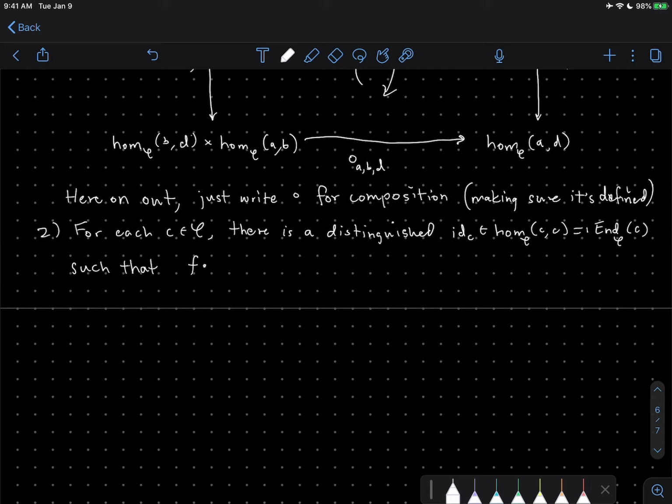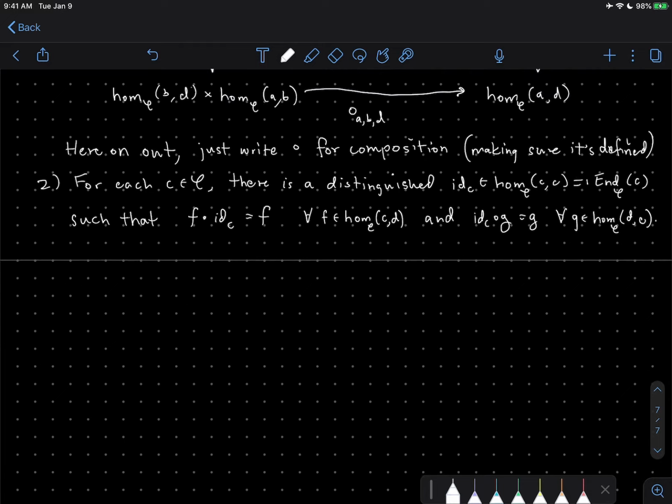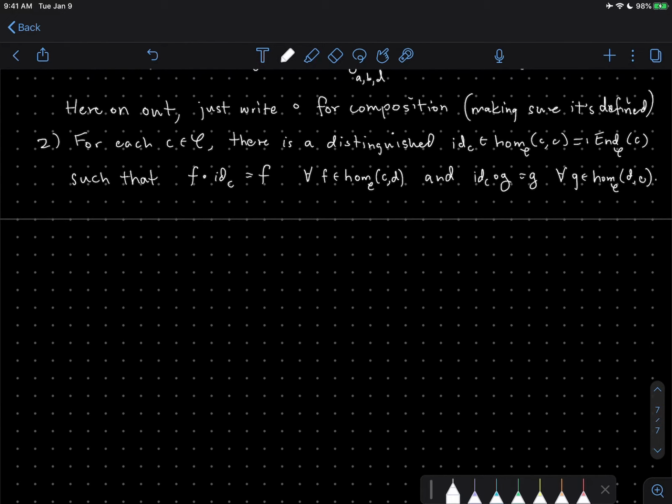F composed with the identity of C equals F for all maps F from C to D, and the identity on C composed with G equals G for all maps G from, say, D to little c. So these functions act as the identity, as they should, given the notation.